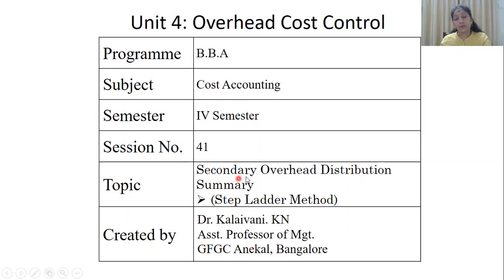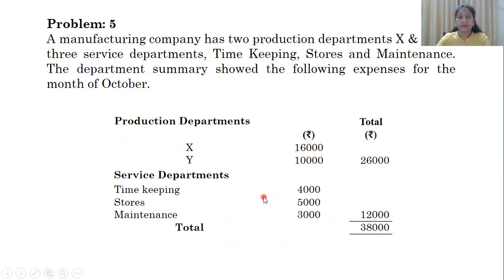Today we are going to deal with a problem under the step ladder method. Let me see the problem. The manufacturing company has two production departments, X and Y, and three service departments: timekeeping, stores, and maintenance. The department summary showed the following expenses for the month of October.